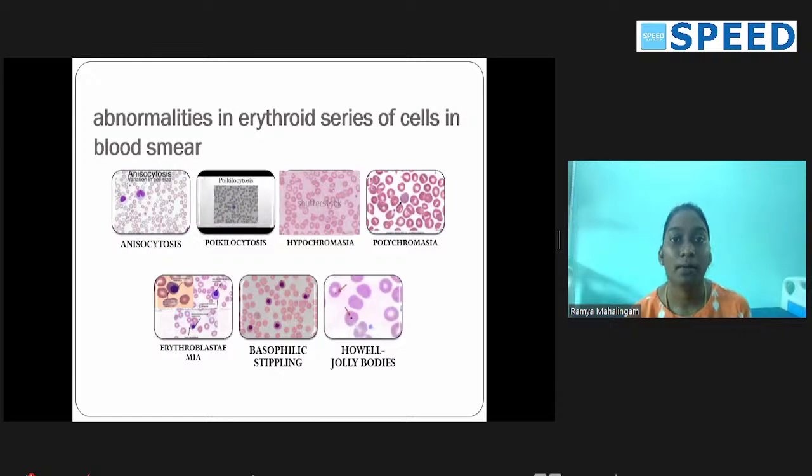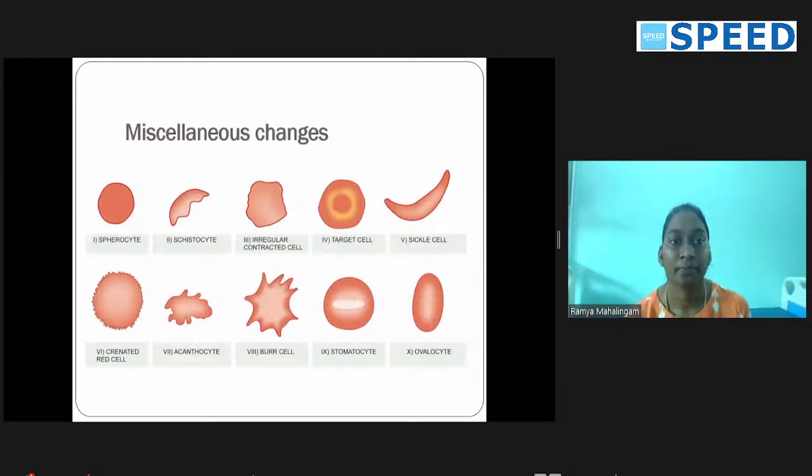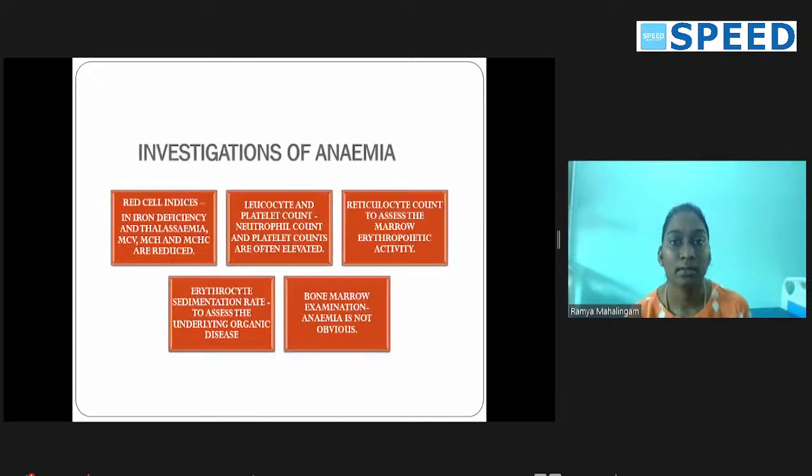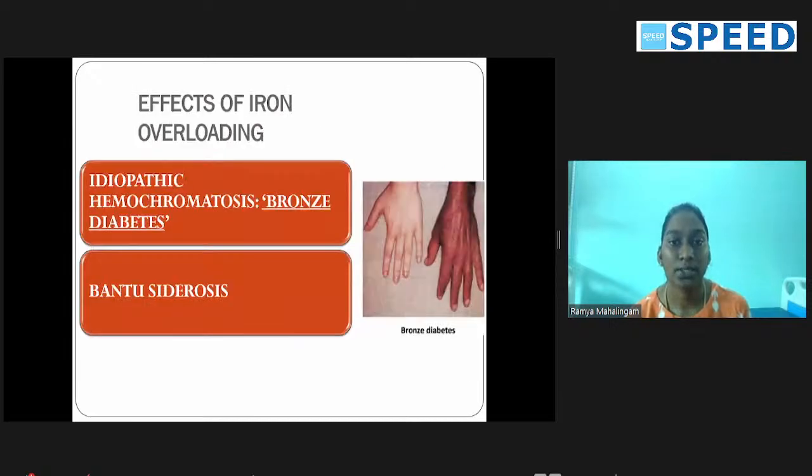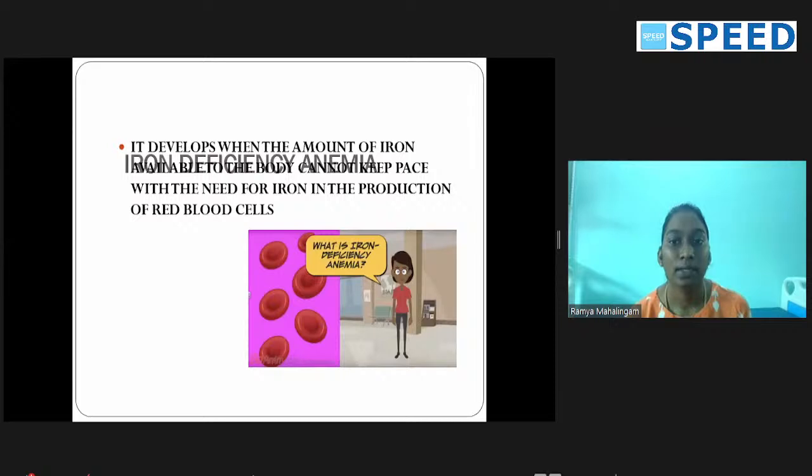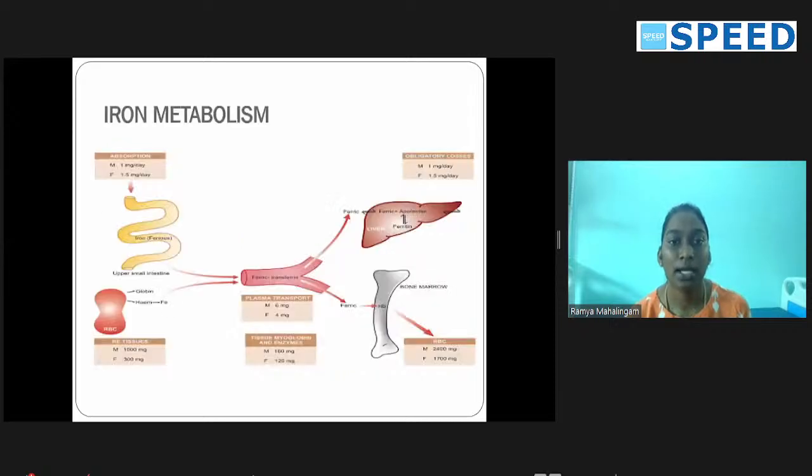Then the abnormalities in the peripheral blood smear: anisocytosis, poikilocytosis, hypochromasia, polychromasia, and Howell-Jolly bodies. Okay, then we went on studying about the different shapes of the RBC. Then investigations for anemia. Then we saw about iron deficiency anemia, iron metabolism.